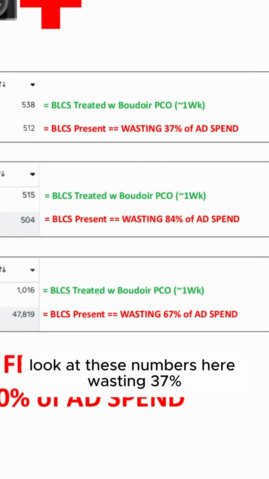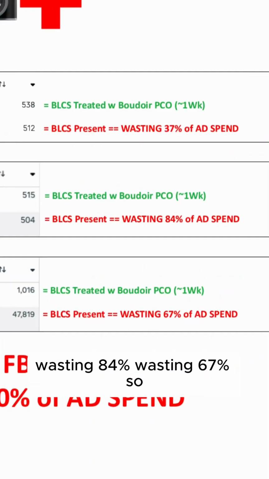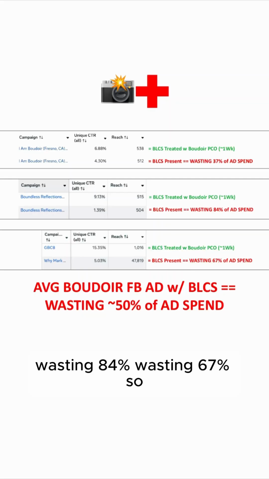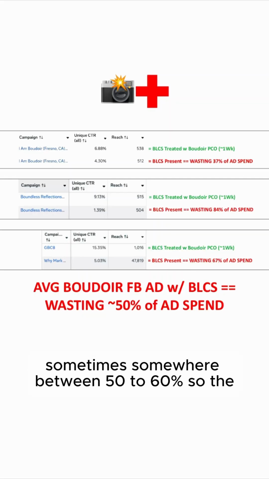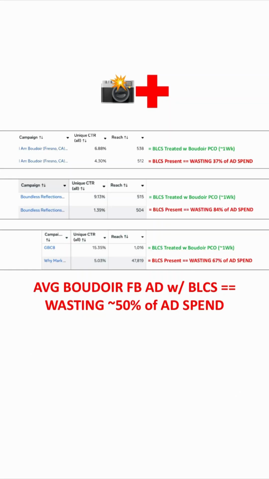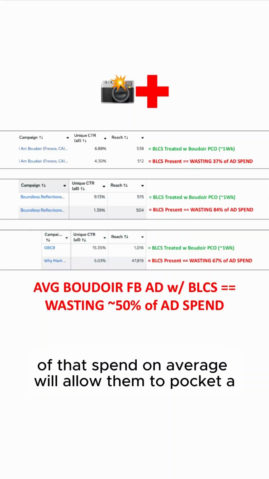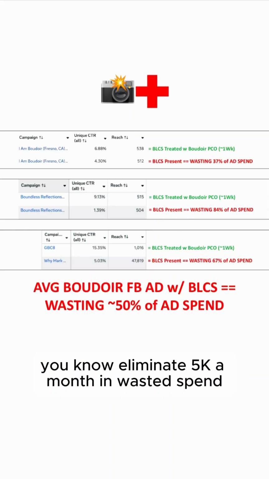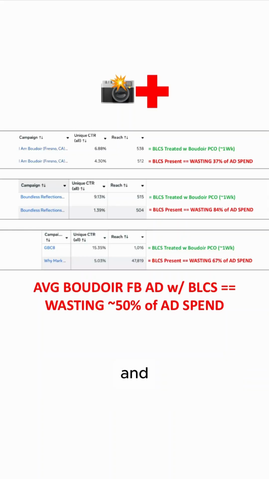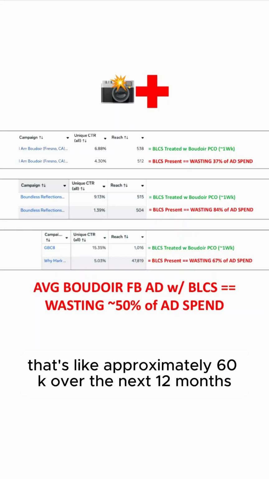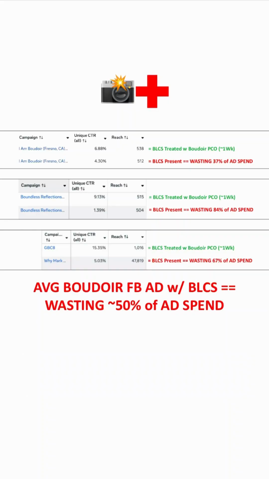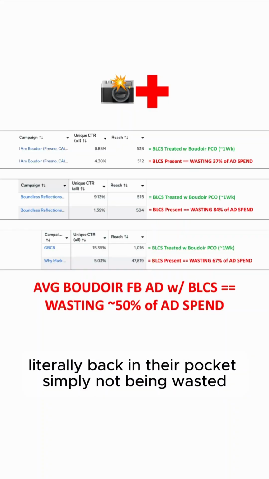So I mean, look at these numbers here: wasting 37%, wasting 84%, wasting 67%. So the average is sometimes somewhere between 50 to 60%. So if they're spending 10 grand a month on Boudoir Facebook ads, and we can eliminate that wasted ad spend, on average, we'll allow them to pocket 5K a month in eliminated wasted spend, and that's approximately 60K over the next 12 months. Literally back in their pocket, simply not being wasted, paid to Zuck.